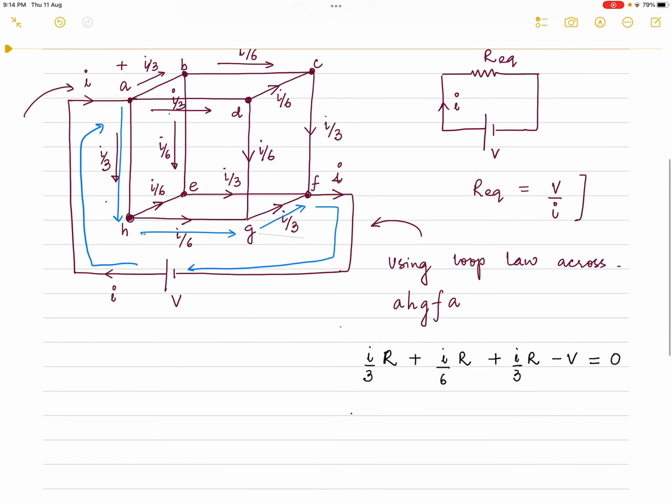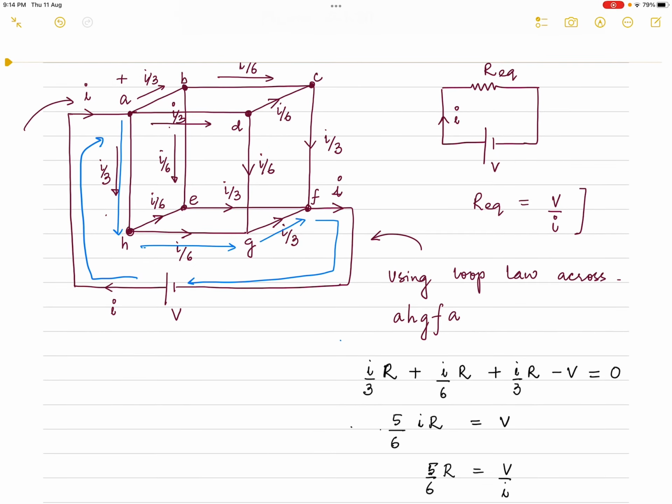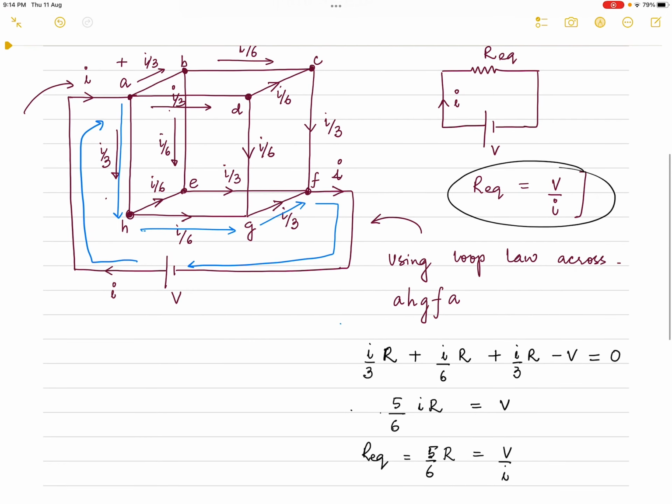Now, it is easy to solve this now. We will just take the LCM. We will have 5 by 6 IR is equal to V, and here we can take I down beneath V, so that we get 5 by 6 R is equal to V by I. And you see that V by I is nothing but R equivalent from here. So, from this equation, we understand that the equivalent resistance of this circuit is 5R by 6. So, we see that it is that simple. You just write one equation in loop law and you get your answer, right?